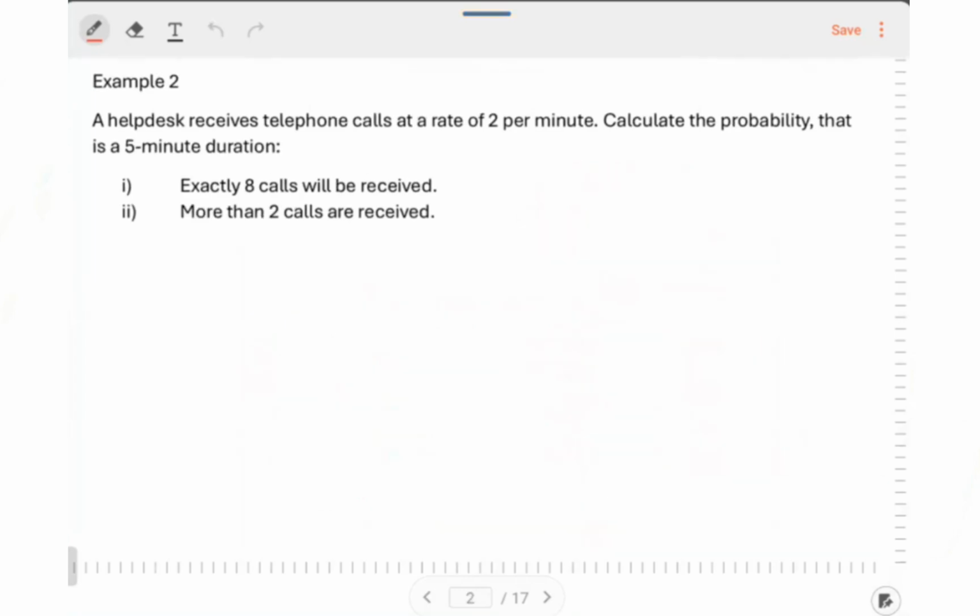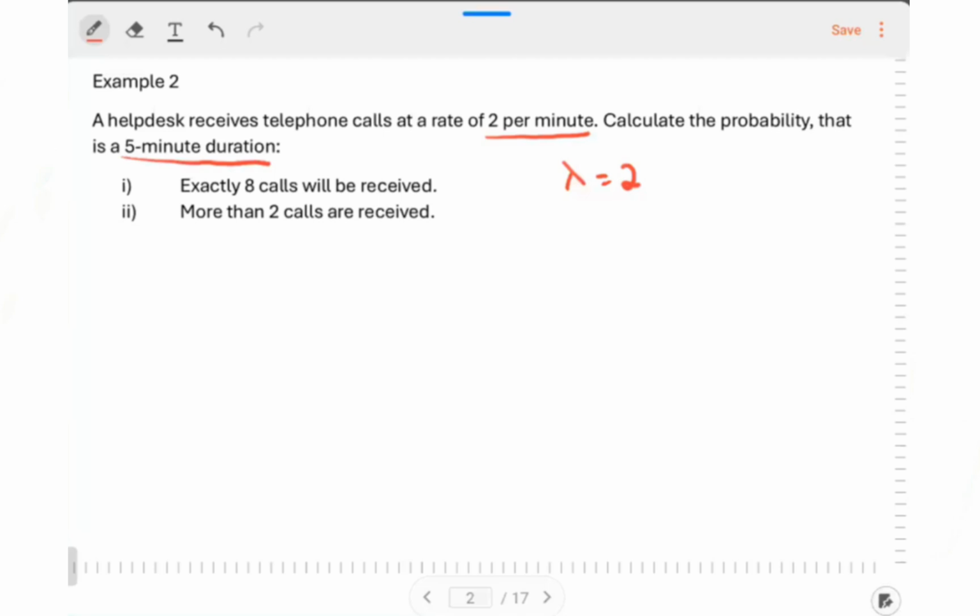Please see the next example. A help desk receives telephone calls at a rate of 2 per minute. Okay, 2 per minute means lambda is 2. Are you all with me? Calculate the probability in a 5-minute duration. Okay, note this down.